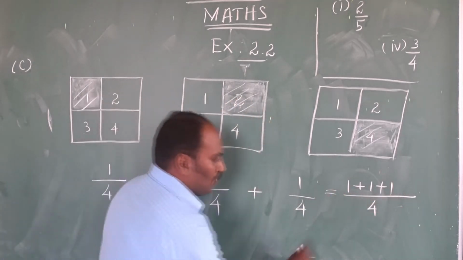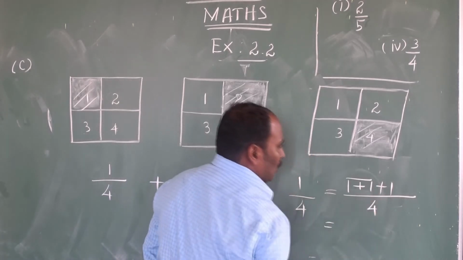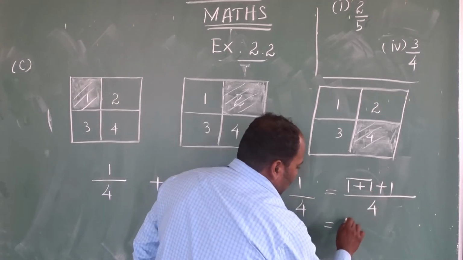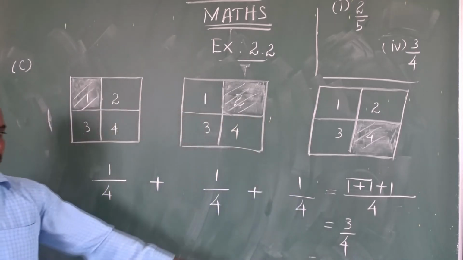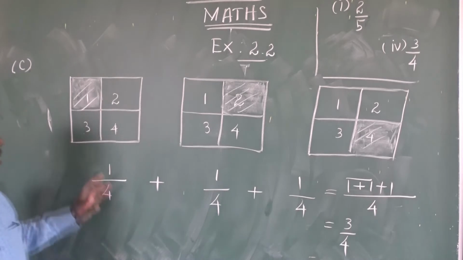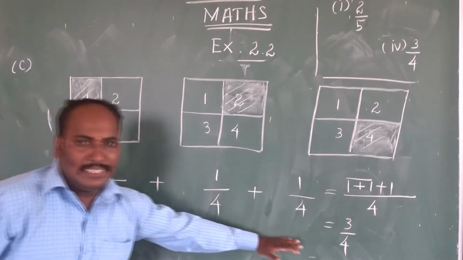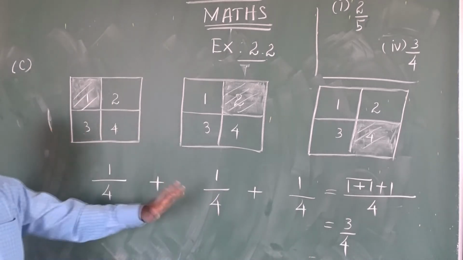3 ones. 1 plus 1 is equal to 2, 2 plus 1 is equal to 3. The denominator is 4, so the answer is 3 by 4. C part is equal to 3 by 4.